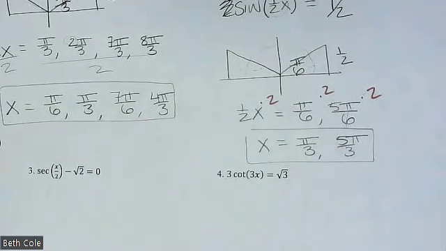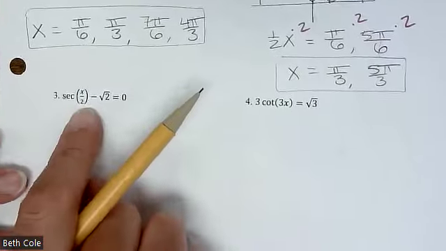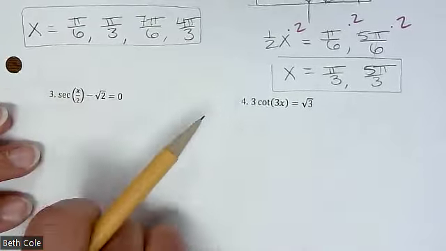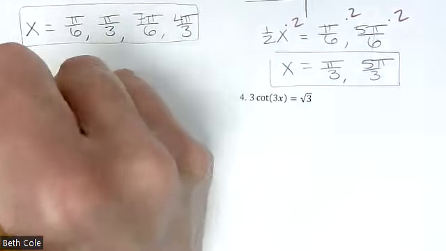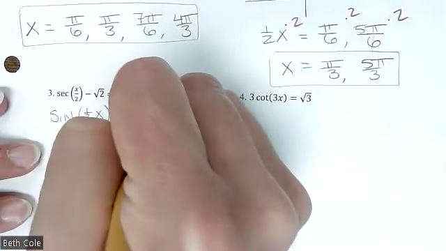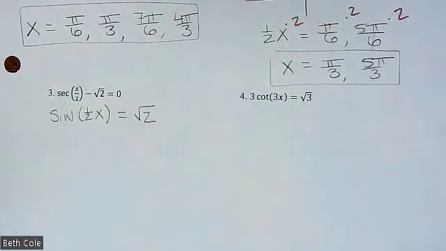Cool, we're hanging in there. All right, what would you do first for this one? You need to get the secant by itself first. Yeah, add over your square root of 2. And again, I like writing it as 1/2 x. I think that goes better.